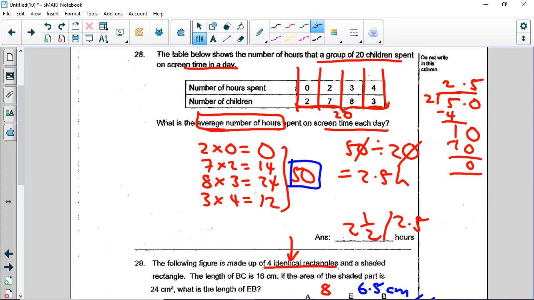All right, average means what? Average means something divided by something, right? So what is that something? You have to find the total hours, then divide by how many children are in the table. That's why divide by 20 children. And how do you get 20 children? Because you add all the number of children together.